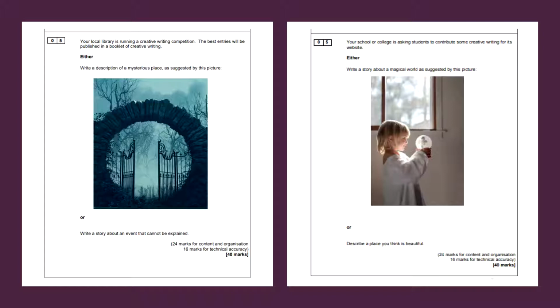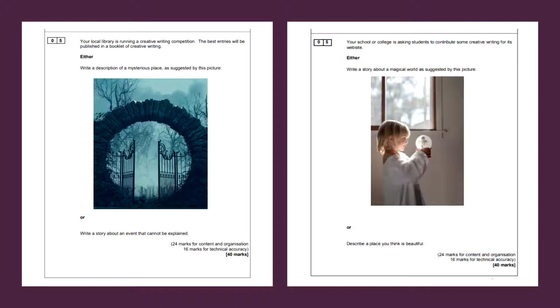If you look at the bottom, this is worth 40 marks, 24 of those marks for your content and organisation. So that's for the ideas and the detail that you put into your writing and how you organise it through your paragraphing and the development of your ideas. And then 16 marks will be for your technical accuracy. So spelling, punctuation, grammar, paragraphing, vocabulary, all of those things are going to be really important for you to do well on this question. But what I want to focus on first is just making sure we're clear about the difference between a description and a narration, writing a story.